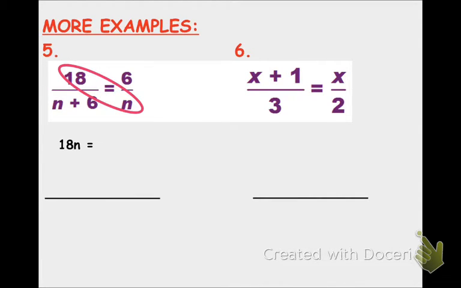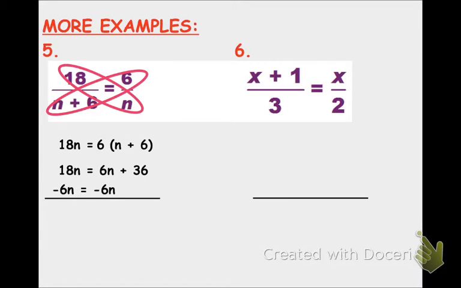Now when we write this out, I'm going to use parentheses because I want to make sure when I multiply, I don't forget to distribute. If you want to skip this step because you're going to automatically distribute, go ahead, but make sure you distribute. So we have 18n. We do the distributive property, 6 times n and 6 times 6. Then we notice that we have n on both sides of the equal sign, so I'm going to subtract the n from the right side and move it to the left side. I'm going to get 12n equals 36. Divide both sides by 12, and that gives me a final answer of 3.